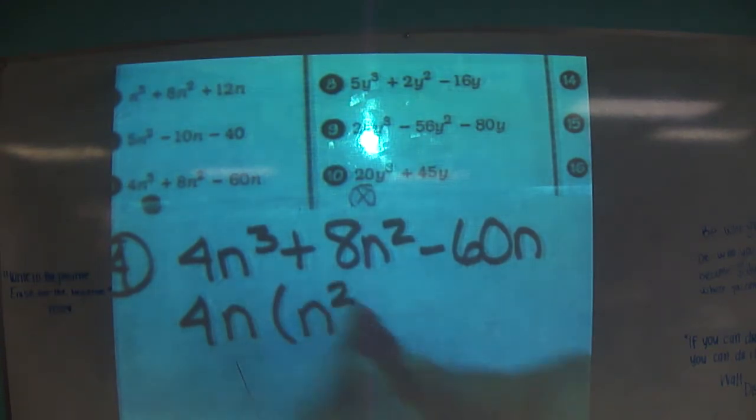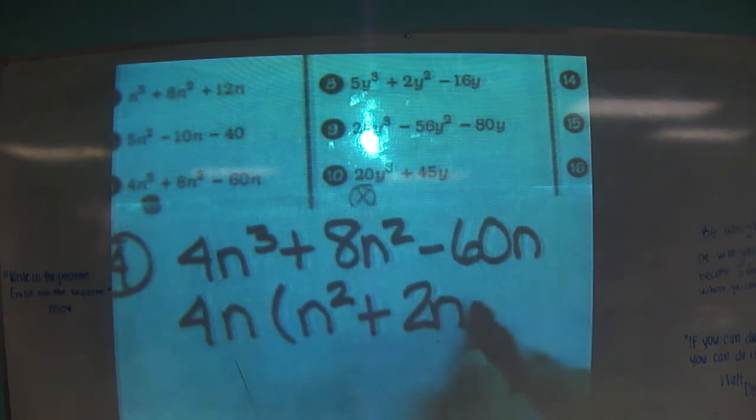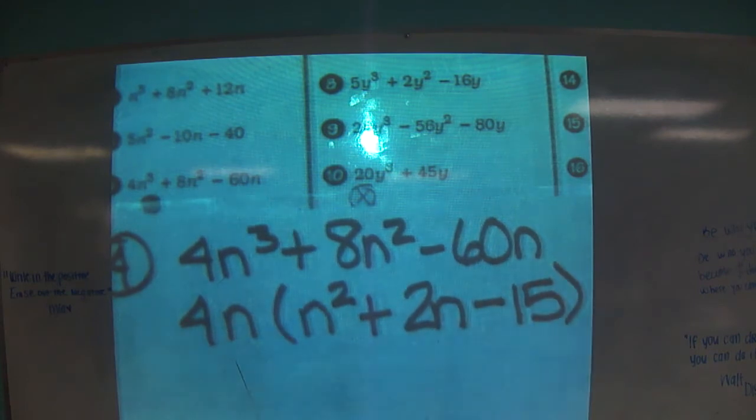N to the second. 4n times what is 8n squared? 2n. 4n times what is 60n? 15. Excellent. All right. 4n is your first factor. Then n squared plus 2n minus 15, you're going to go through and factor the way we looked at yesterday.